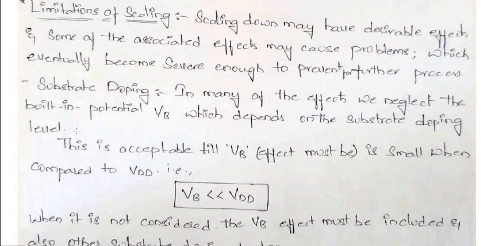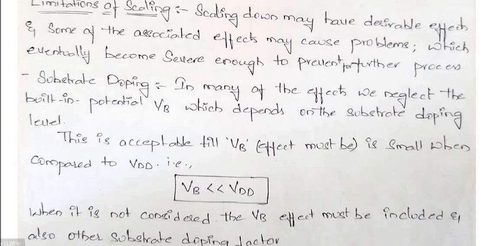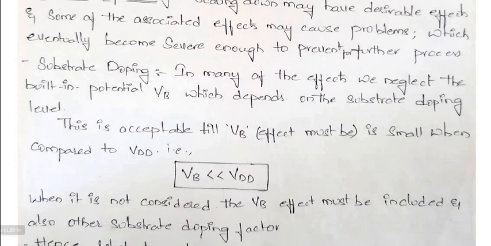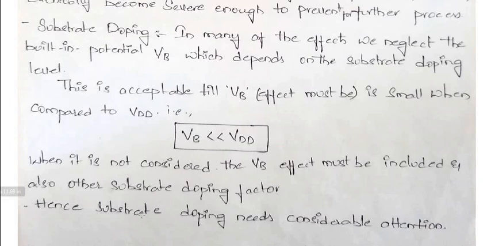That may cause a problem, which is not considered. The VB effect must be included, and also other substrate doping factors. Hence substrate doping needs considerable attention.